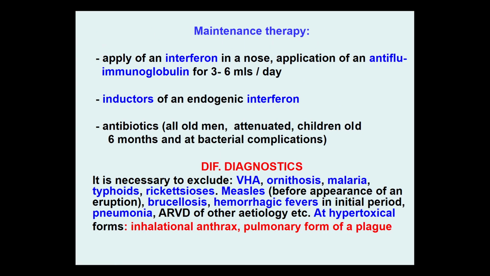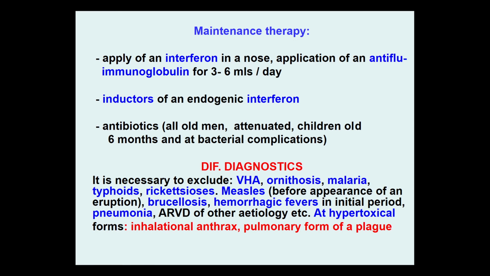Maintenance therapy: apply interferon in a nose, application of anti-flu immunoglobulin 3-6 milliliters per day. Inductors of endogenous interferons sometimes may be used. Antibiotics for old men, weakened children, children older than 6 months, and a bacterial complication. Again, we at least check CBC, maybe if some leukocytosis or shift to the left may be there, or just when we see changes in clinics to see bacterial complication.